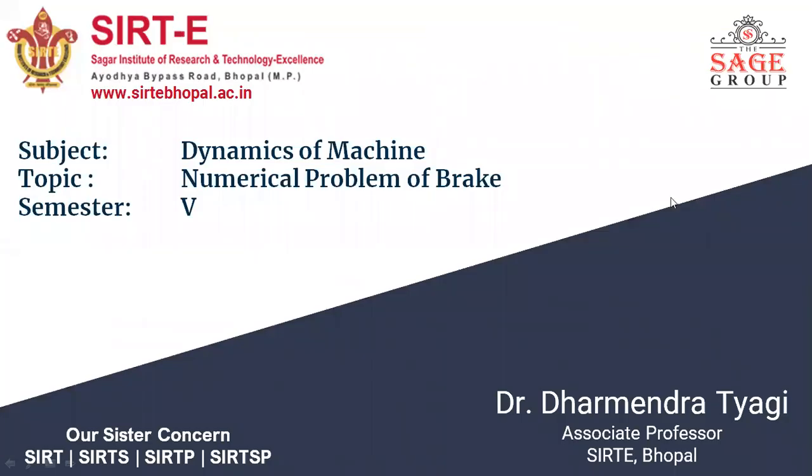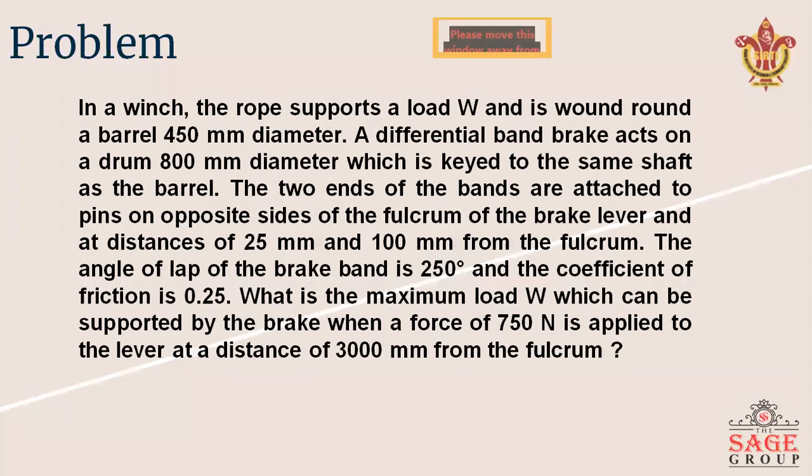Hello, my dear students. Today we are going to discuss the numerical problem of brake. This is the numerical problem related to the differential band brake. In a winch machine, the rope supports a load W and is wound around the barrel of 450 mm diameter. That means the diameter of the barrel is 450 mm.